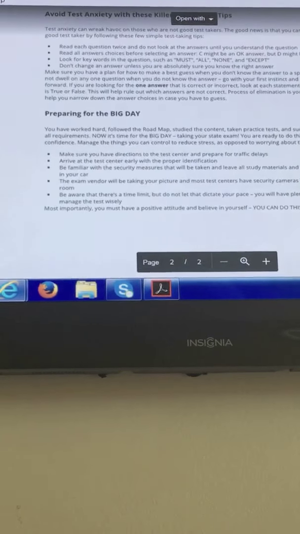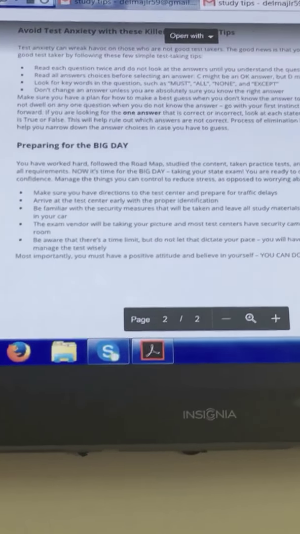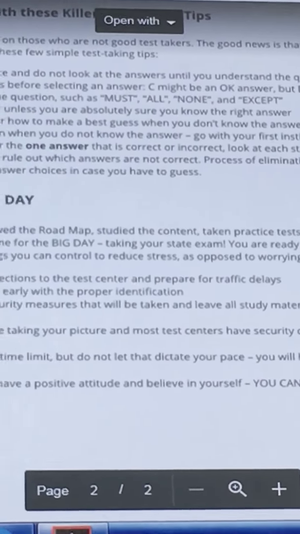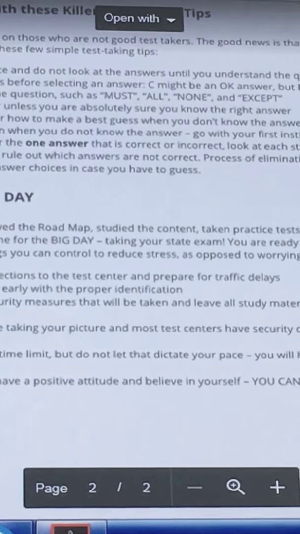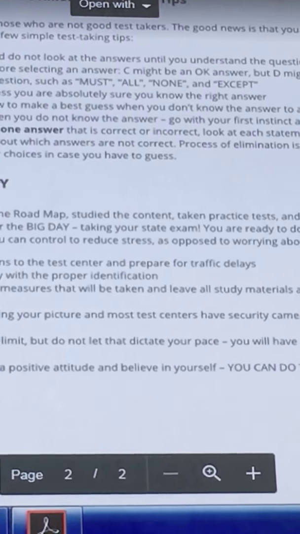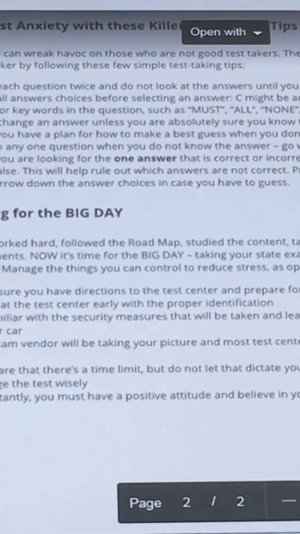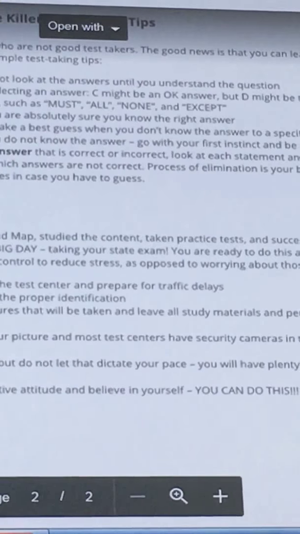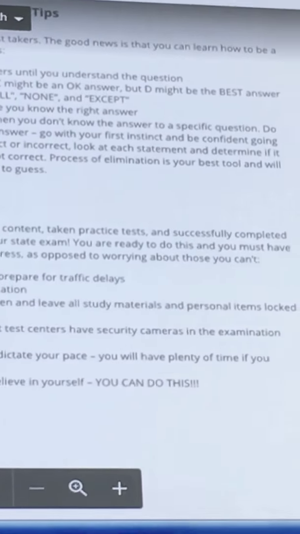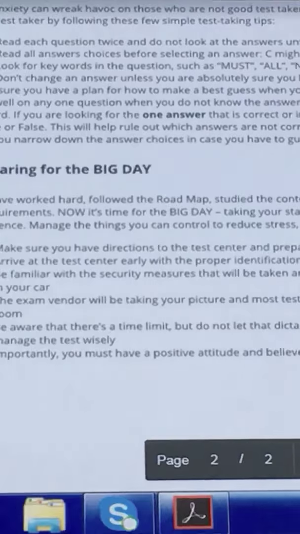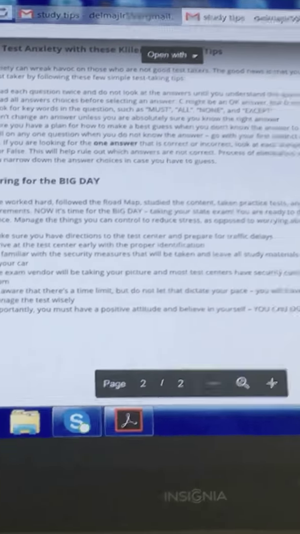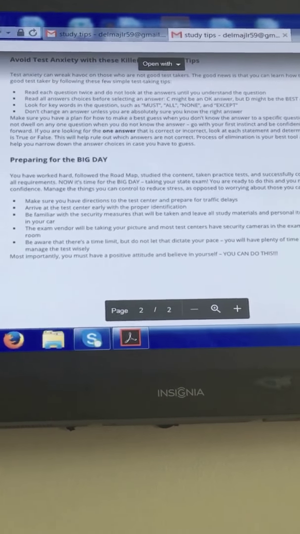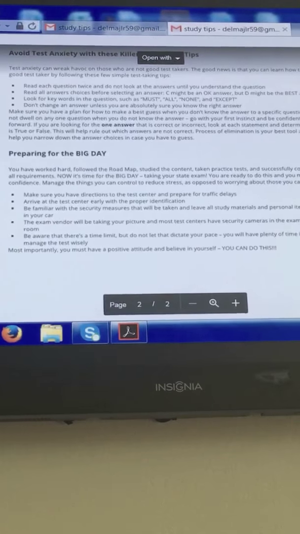Oh, so there's some keywords you want to look for when you take the exam, and I kind of mentioned it earlier. You probably can't see this very well because it's really small, but it says read each question twice and do not look at the answers until you understand the question. Then read all the answers, all your choices before selecting an answer. C might be an okay answer, but D might be the best answer. So that's how it gets a little tricky with multiple choice. That's why, if nothing else, just know your subject matter. And once you know that, then the trickiness of the multiple choice won't be as difficult for you.